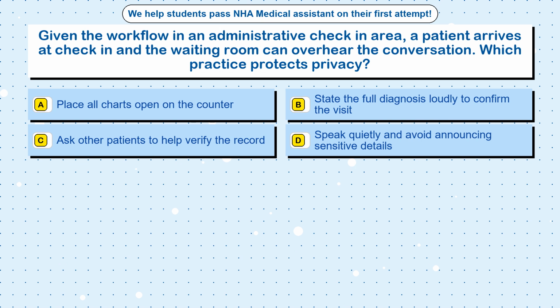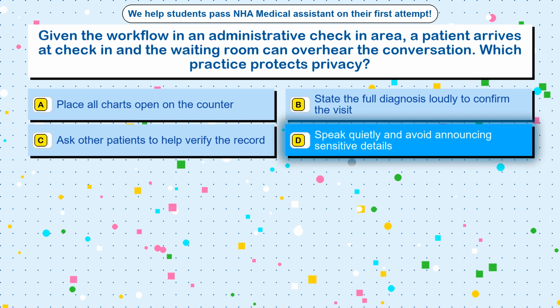Question 62. Given the workflow in an administrative check-in area, a patient arrives at check-in and the waiting room can overhear the conversation. Which practice protects privacy? Option A, place all charts open on the counter. Option B, state the full diagnosis loudly to confirm the visit. Option C, ask other patients to help verify the record. Option D, speak quietly and avoid announcing sensitive details. The correct answer is option D, speak quietly and avoid announcing sensitive details.